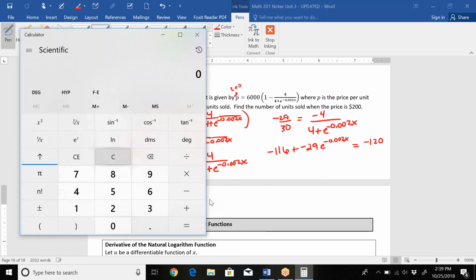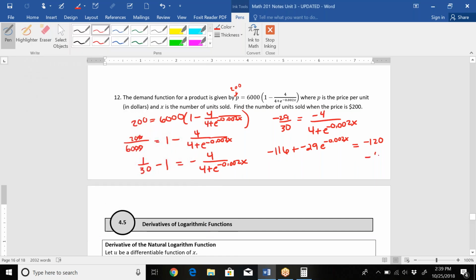So we're just trying to isolate this e part, and it's a little harder in this one, which is why I didn't want to do it in class. So it's going to be, you're actually adding 116, but it's going to be more negative. So it's going to be negative 4 over here, negative 29 to this.